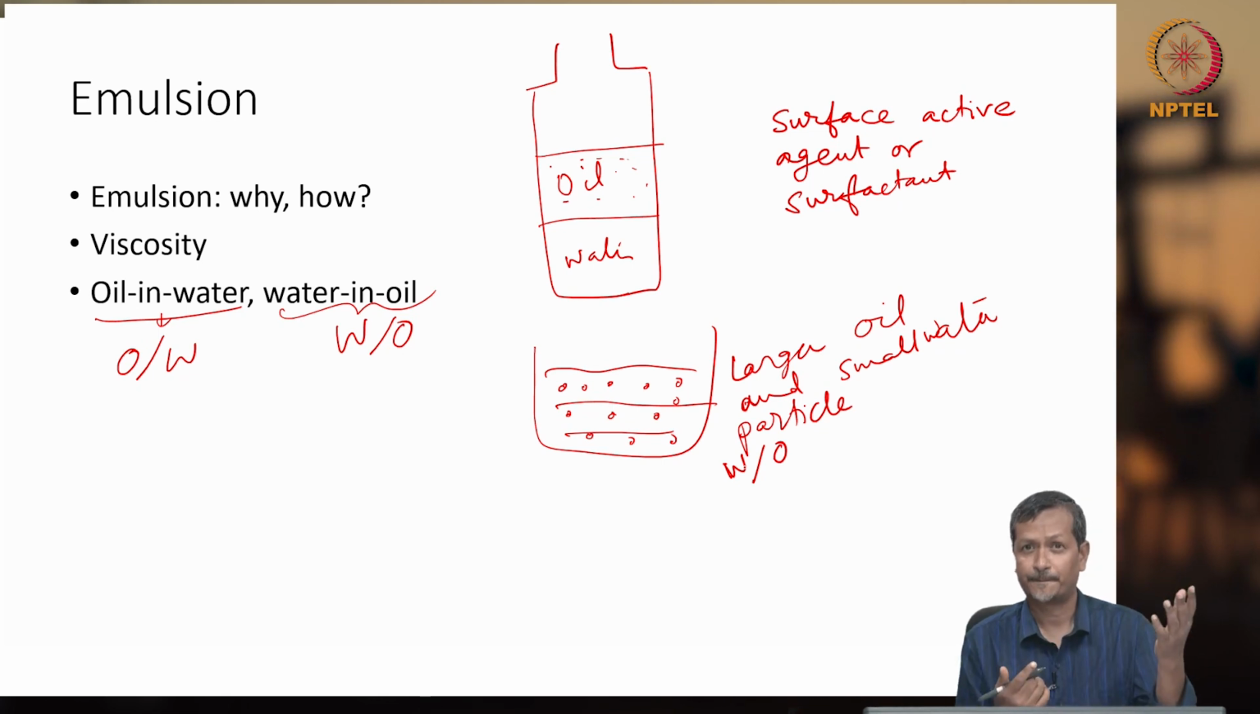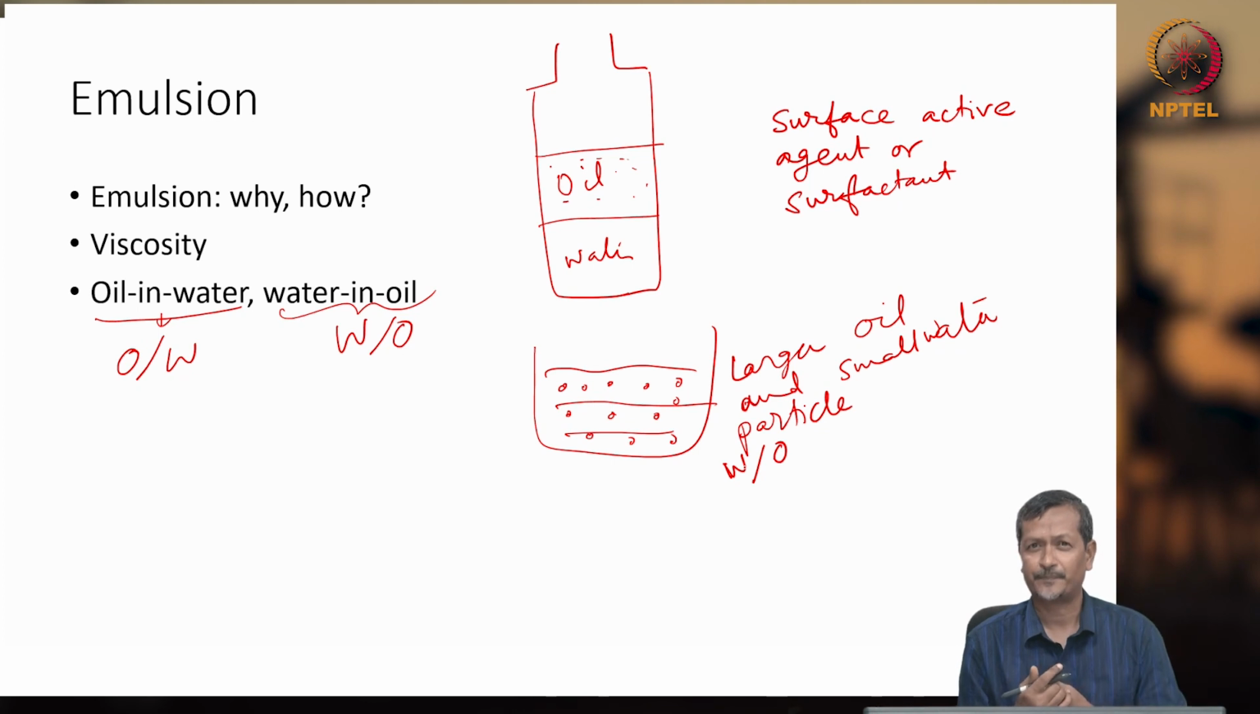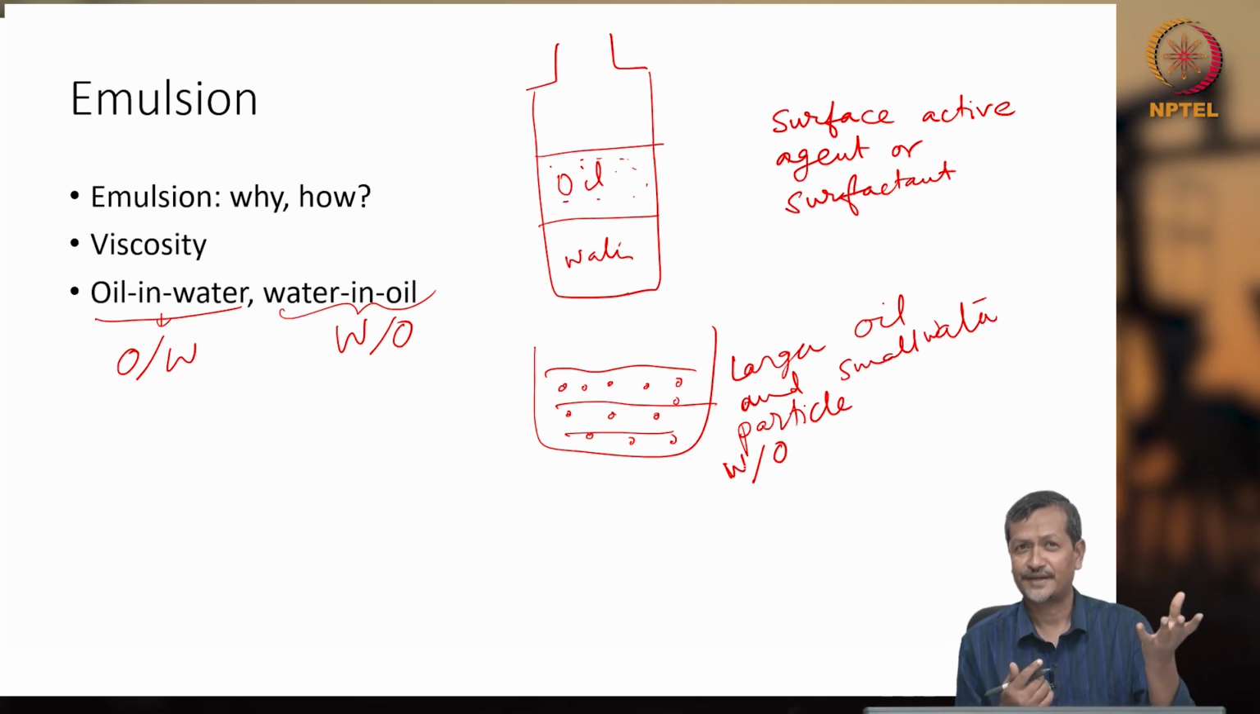For example, in air you have lots of very small dust that is not settling quickly. Okay, this is also creating an emulsion.